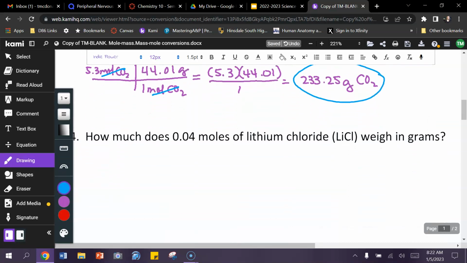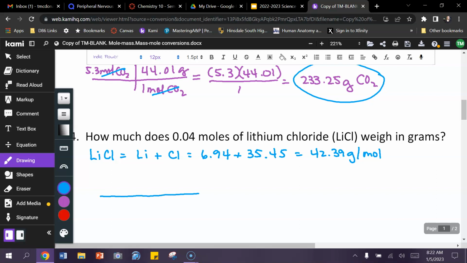The next problem: how much does 0.04 moles of lithium chloride weigh in grams? First, find the molar mass of lithium chloride. This is equal to lithium plus chlorine, which is 6.94 plus 35.45. And again, I'm getting those numbers from the Chem Helper on the periodic table, and that equals 42.39 grams in 1 mole.